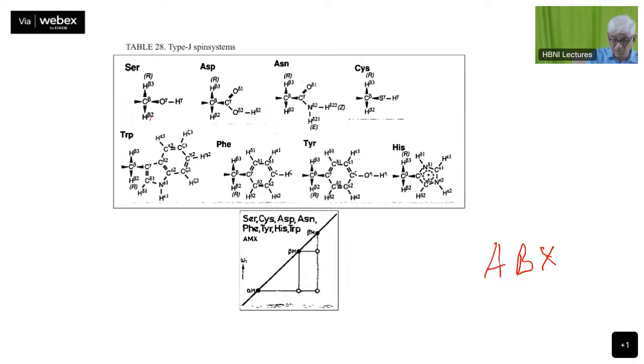Therefore, all these 7 amino acid residues are labeled as either AMX or ABX. So you can call it AMX here, or you can also call it ABX, depending upon the chemical shift differences between the beta 1 and the beta 2. If they are too close, then of course it becomes an ABX. But if they are reasonably well separated, then it becomes an AMX spin system.